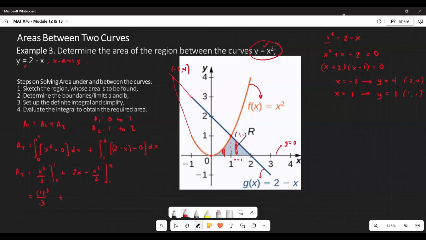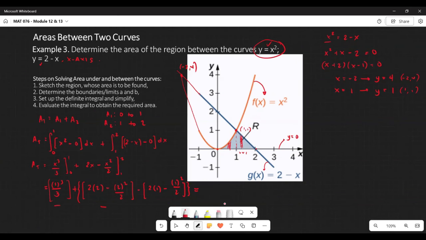So proceed na agad tayo sa second term. So we have 2, yung upper limit: 2 squared over 2, minus 2 times 1 minus 1 squared over 2. Okay, so simplify natin yung ating nag-substitute tayo ng upper and lower limit. So yung una natin is 1/3 yan, di ba? So yung second term natin is 4 minus 2 lang yan.